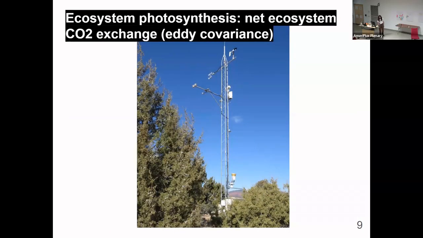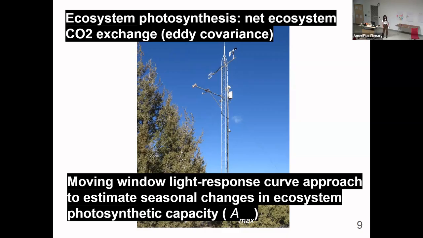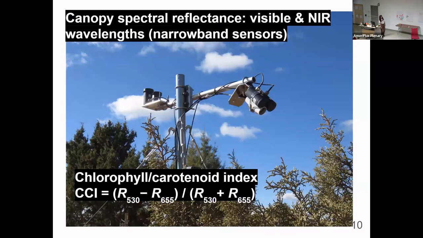We calculated rates of ecosystem photosynthesis from the measured net ecosystem CO2 fluxes. We specifically applied a moving window light response curve approach to estimate seasonal changes in ecosystem photosynthetic capacity, or AMAX. And then finally, we also measured canopy spectral reflectance using narrowband sensors and used those data to calculate the chlorophyll carotenoid index, which is a visible wavelength index that was originally developed to track evergreen canopy phenology from MODIS satellite data.